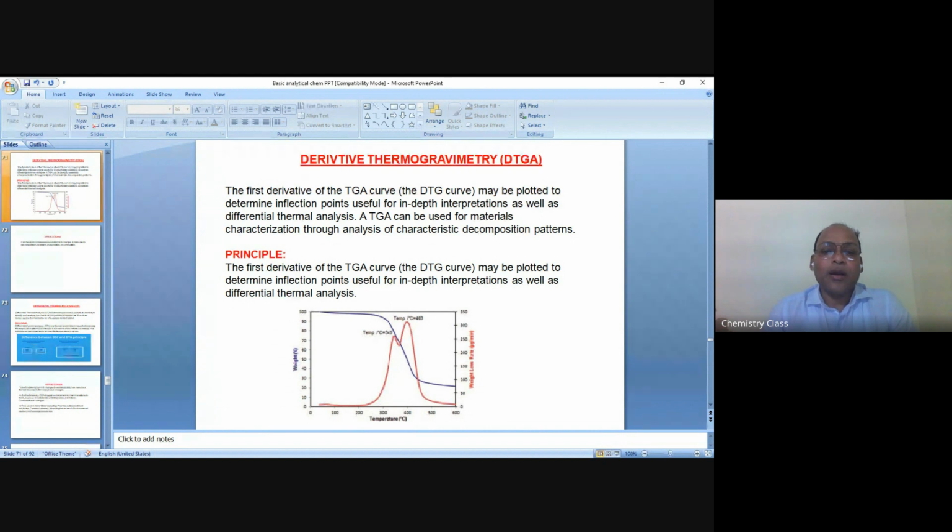So if you see the temperature and weight graph below, you'll see that the particular thing changes and, from time to time, it behaves differently. If we increase the temperature, it will behave in one way. If we decrease the temperature, it will behave in another way. So this is the derivative of the TGA.